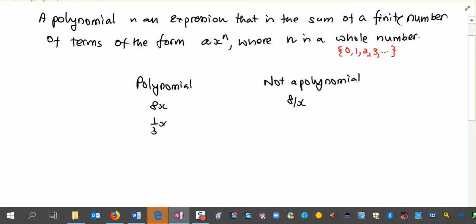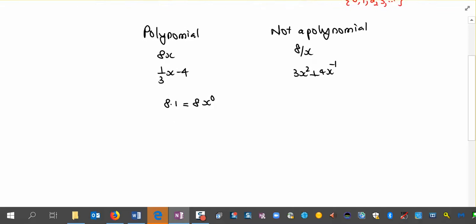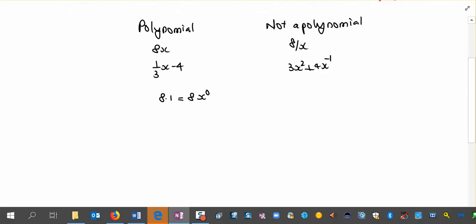1/3 x minus 4 is a polynomial, but 3x squared plus 4x to the minus 1 is not a polynomial. 8 is a polynomial. And if you sit there going, how is 8 a polynomial? Remember that 8 can be thought of as 8x to the 0, and 0 is a whole number, because this is like 8 times 1, and we know that x to the 0 is 1. So 8 is a polynomial. Right? So those are polynomials.